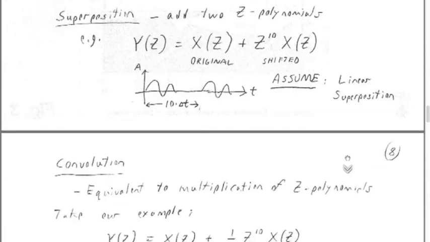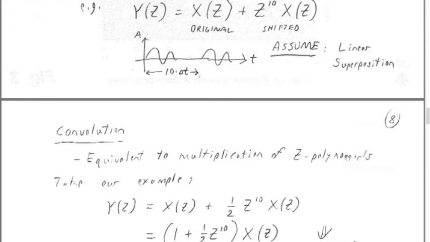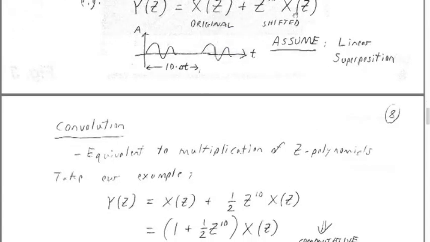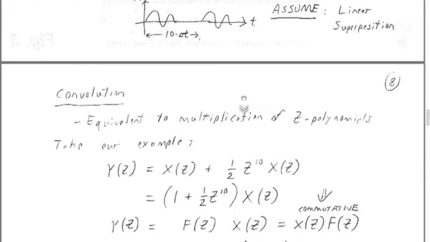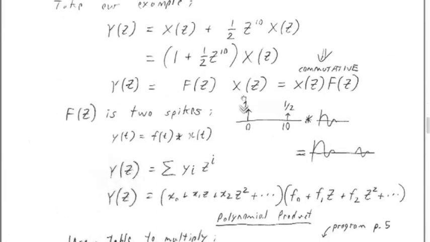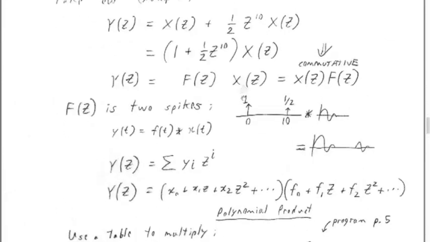We found that the z polynomial will do superposition just by adding two polynomials. So here's a shifted source time function. Here's the original source time function, shifted by 10 samples, and then added together, and very simply giving us a seismogram with two versions of the reflection of the wavelet. All right, then we looked at taking the z polynomial that we developed, x of z plus 1/2 times z to the 10th power times x of z, same x of z in both terms.